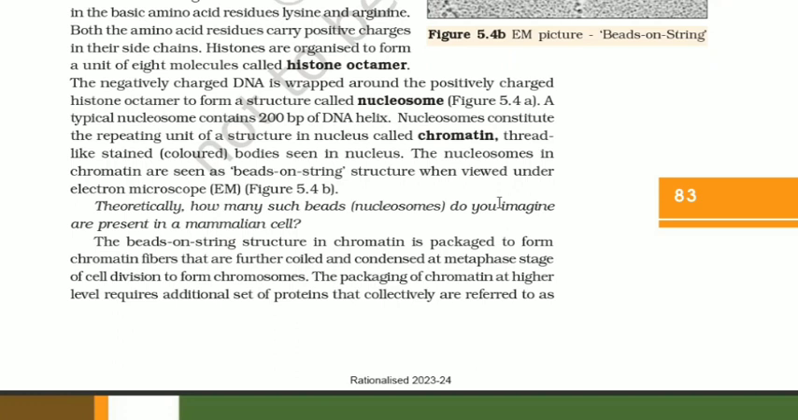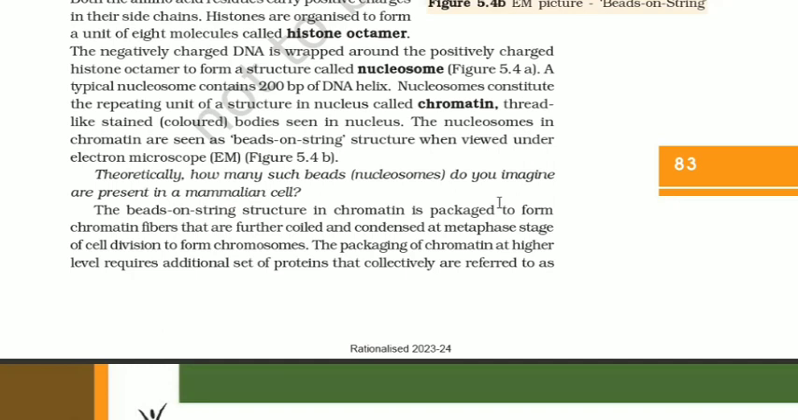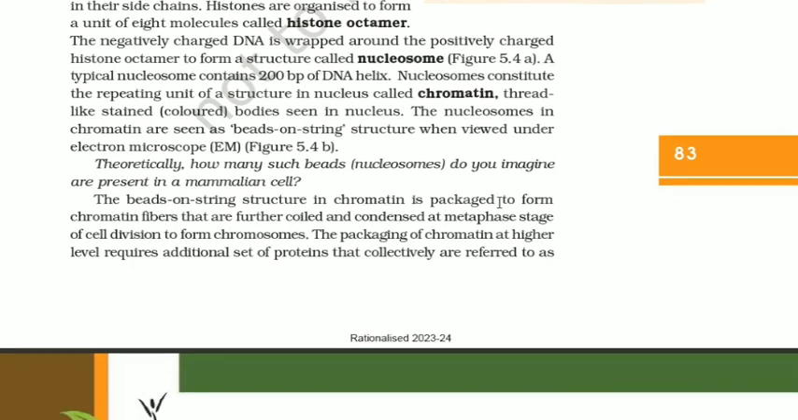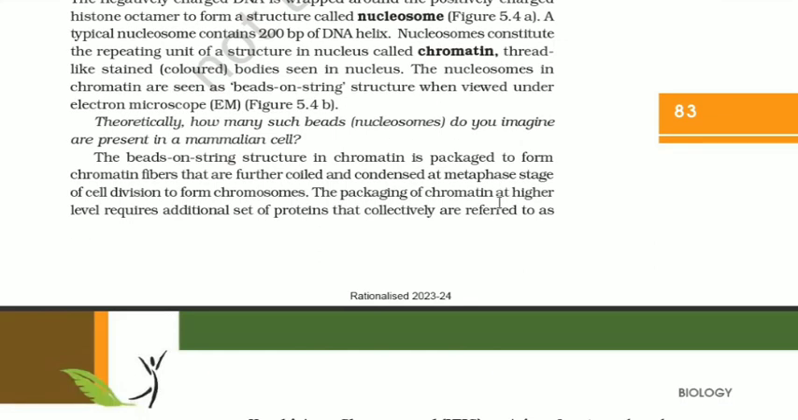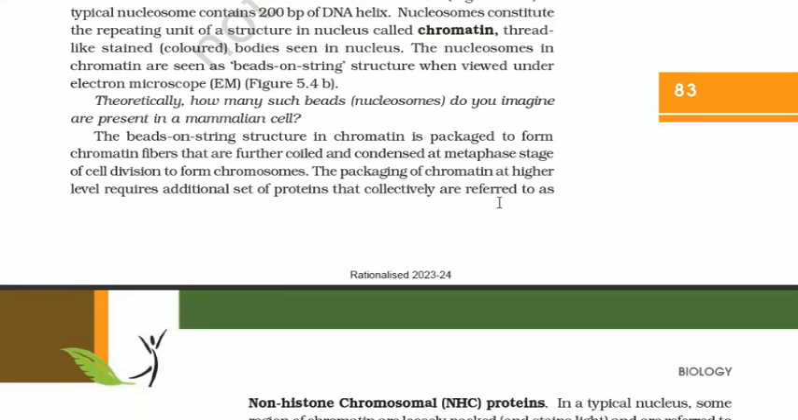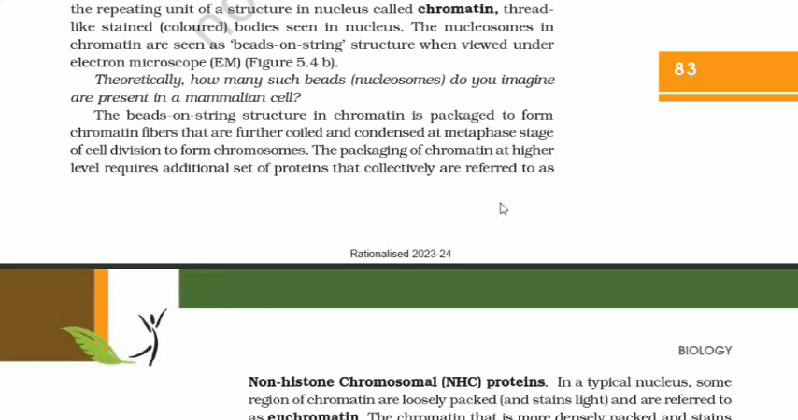A typical nucleosome contains 200 base pairs of DNA helix. Nucleosomes constitute the repeating unit of a structure in the nucleus called chromatin, thread-like stained bodies seen in the nucleus. The nucleosomes in chromatin are seen as a beads-on-string structure when viewed under an electron microscope. The beads-on-string structure in chromatin is packaged to form chromatin fibers that are further coiled and condensed at the metaphase stage of cell division to form chromosomes.